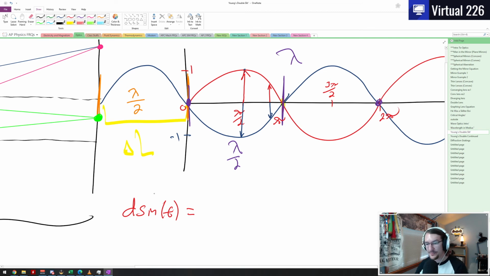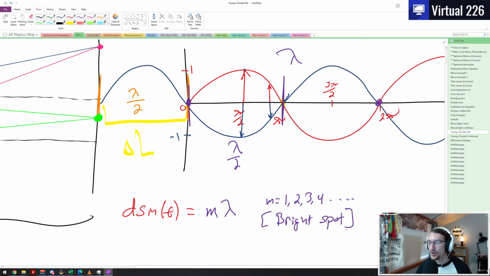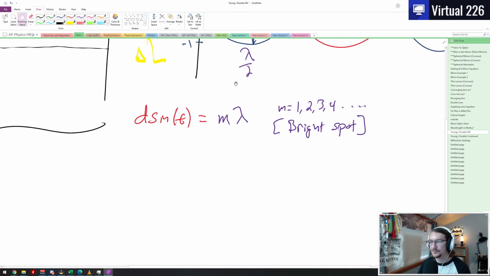So what we can say is this. If this delta L, this d sine theta, is an integer amount of wavelengths, so if m equals 1, 2, 3, 4, you get the idea of how to count, then what we will see is a bright spot, or a fringe, as we call them. So we'll see a bright spot or a bright fringe that exists.